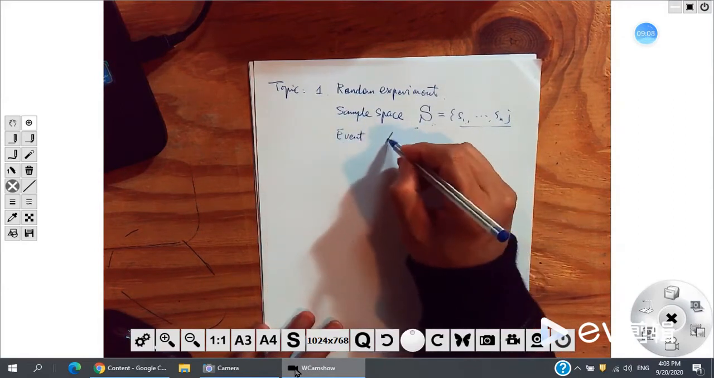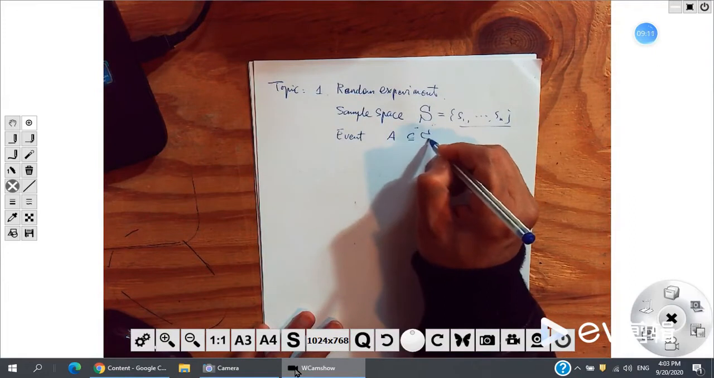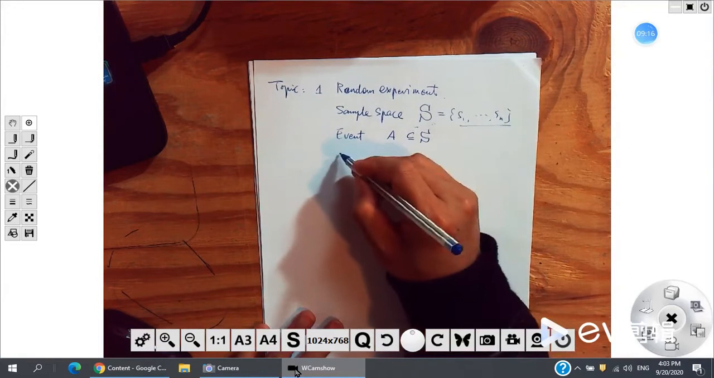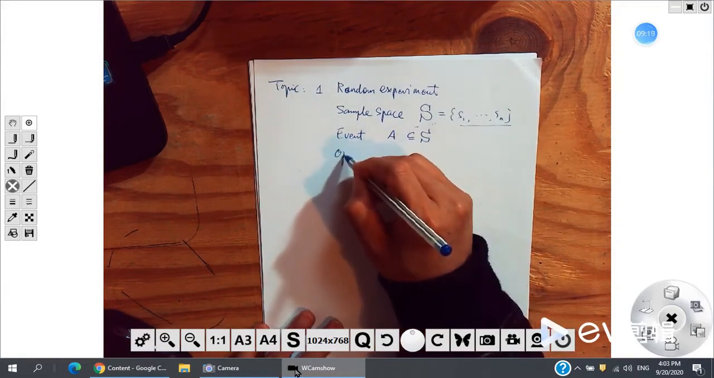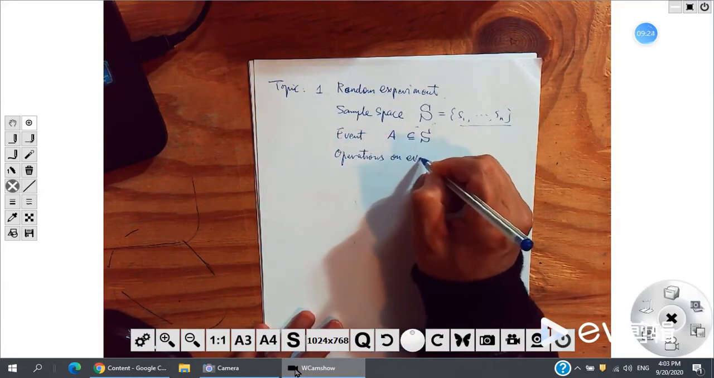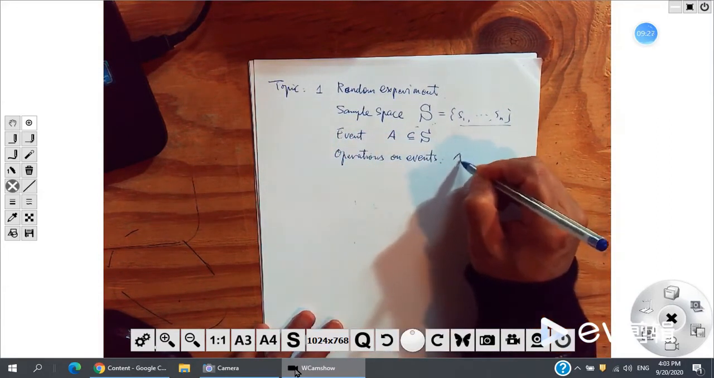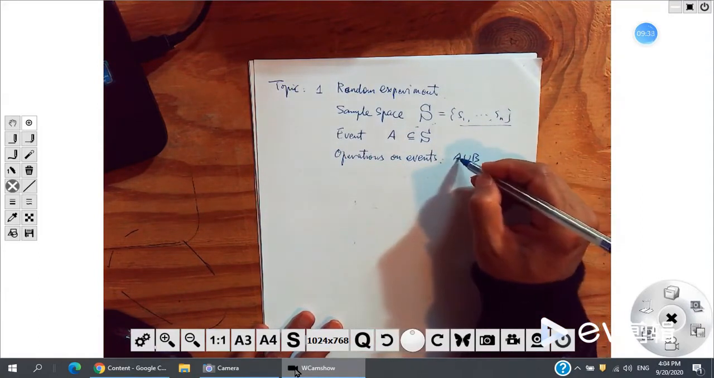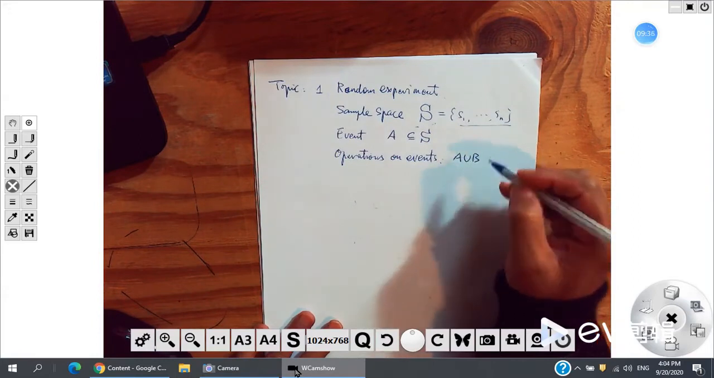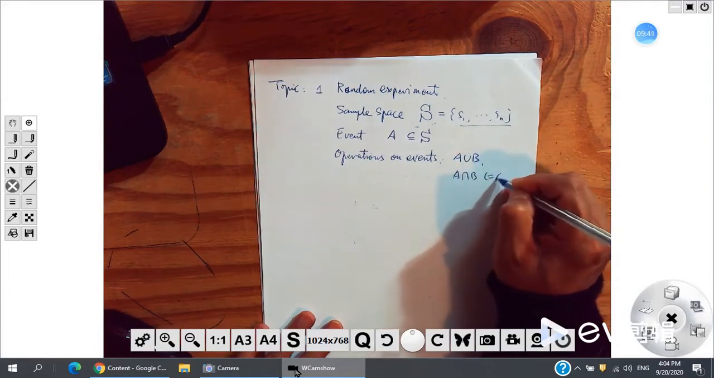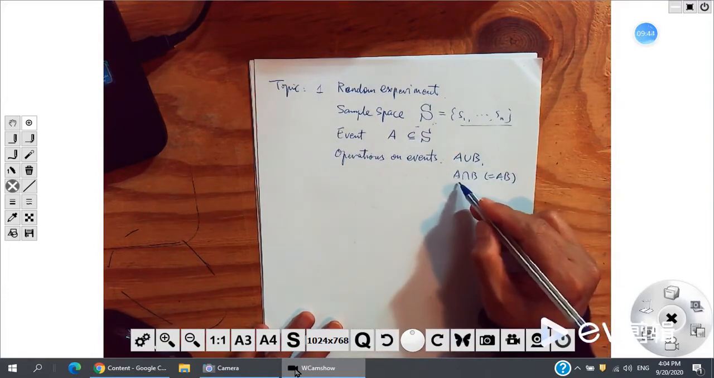And then we have events, some subset of S. A subset of S is an event, right? And then we have operations on events. Like A union B, as an event, that means A happens or B happens, right? And A intersection with B, we also write it as AB. This is A and B both happen.